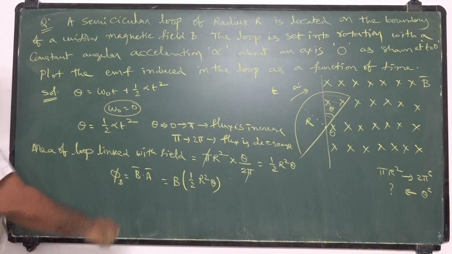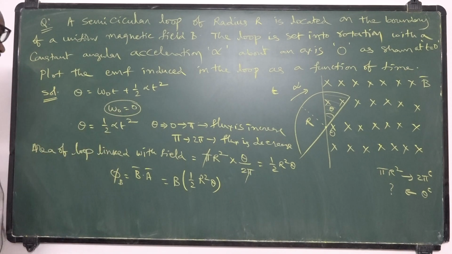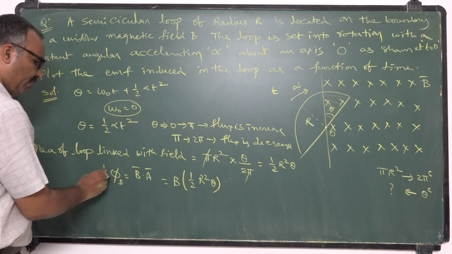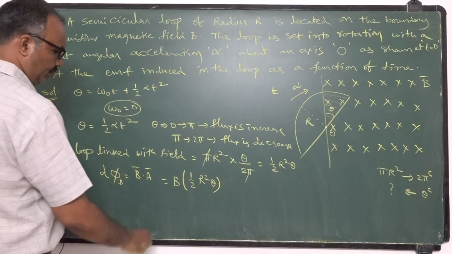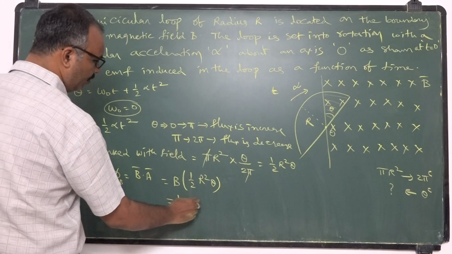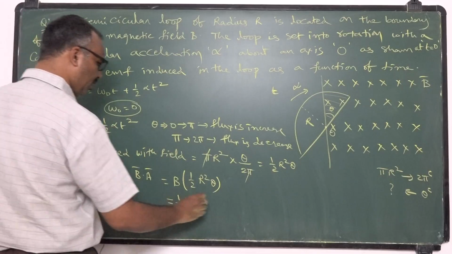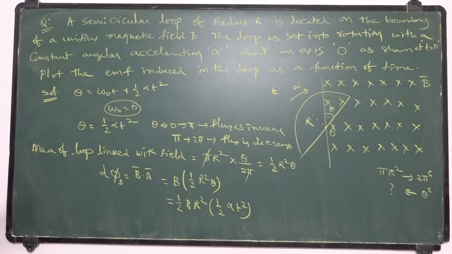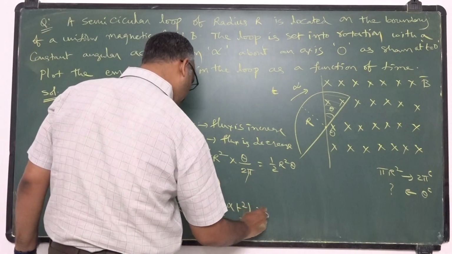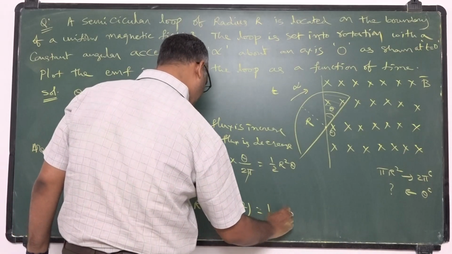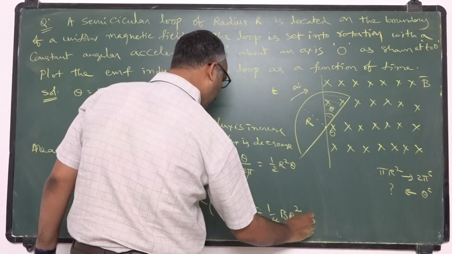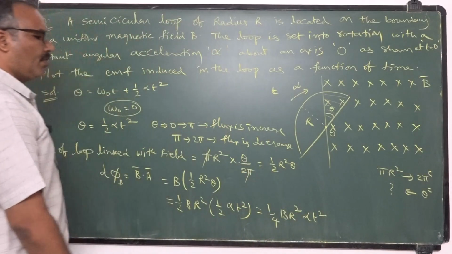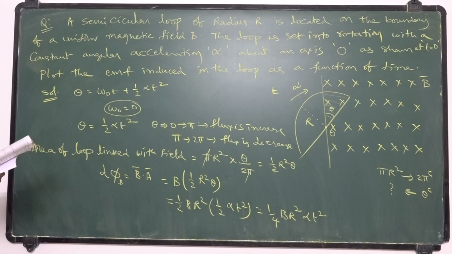Already we have the theta value. This is the flux linked with the small portion. Let me take it as d phi. So that is equal to half into b into r square into, in the place of theta, half alpha t square I can write. So 1 by 4 br square alpha t square is the flux linked.